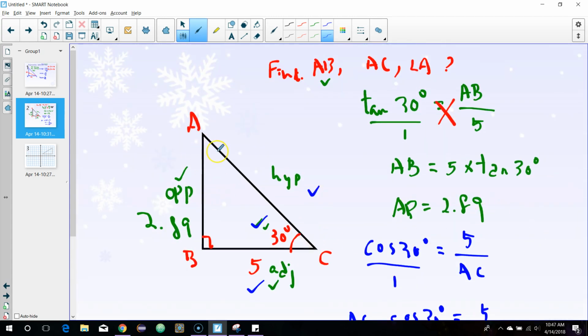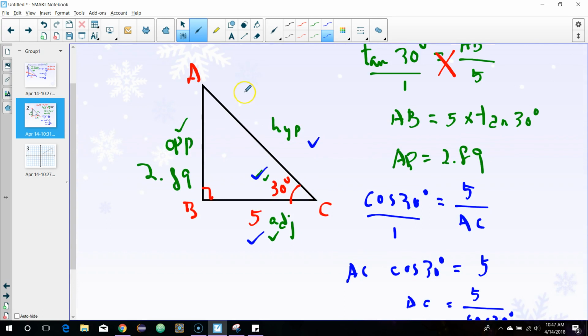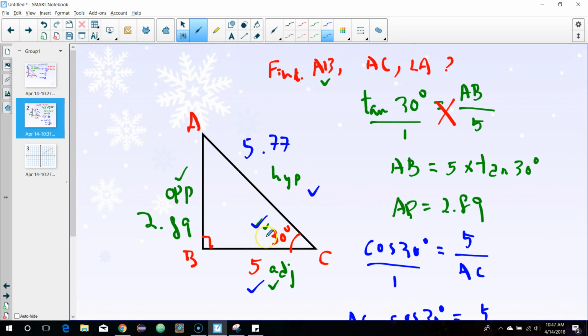Finally, finding angle A. So this is something a little bit different. I actually want to remove this 30 degrees because some of you may be very tricky and say, well, we can just use the triangle sum to find it. Then it's kind of like missing the point. So if we are going to find the angle A, we do not know what that is. But we have all the sides, right? We know that this is 2.89, this is 5, this is 5.77. It's actually really not too bad.